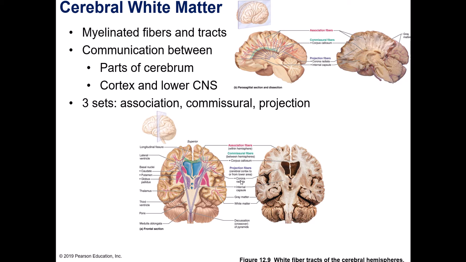And then the projection fibers, the projection tracks, are the ones that are connecting higher brain centers to lower brain centers and vice versa. So we're talking about going from the cortex down to the brainstem, or from the brainstem up to the cortex, or from the basal nuclei to the cortex, or from the diencephalon to the cortex, all of the communication, shall we say, up and down. So association tracks, commissural tracks, and projection tracks in the cerebral white matter.